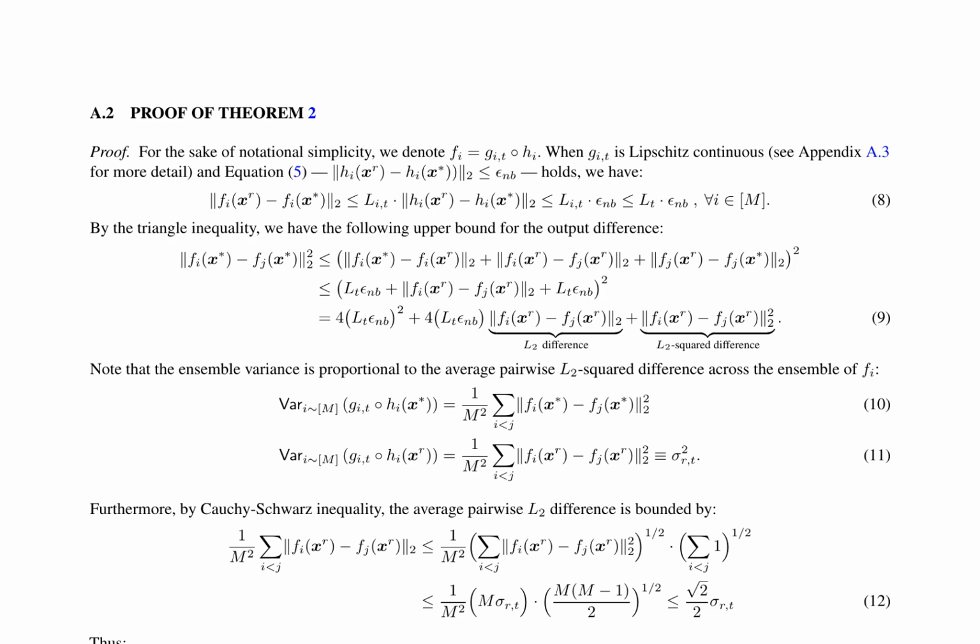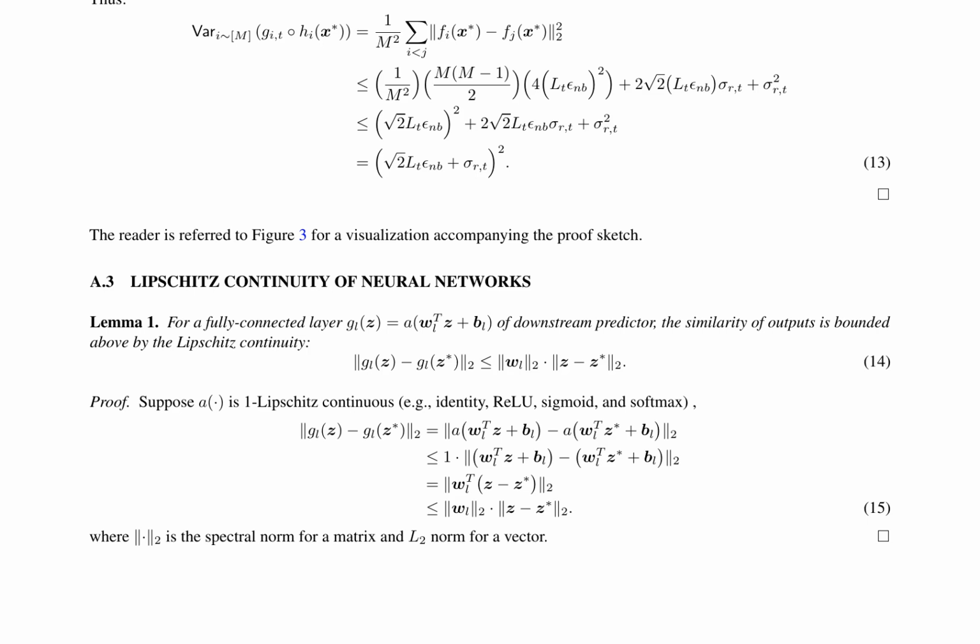Moreover, the paper discusses the Lipschitz continuity of neural networks, specifically fully connected layers, and demonstrates that the similarity of outputs is bounded above by the Lipschitz continuity. This result underscores the significance of understanding the properties of neural networks layers and their impact on the overall network's behavior. In conclusion, this research paper provides a theoretical foundation for analyzing and comparing the performance of neural networks across various tasks. By introducing novel theorems and proofs, it sheds light on the interplay between representation spaces, output variances, and the properties of neural networks layers. These insights can guide future research in representation learning and neural network design.